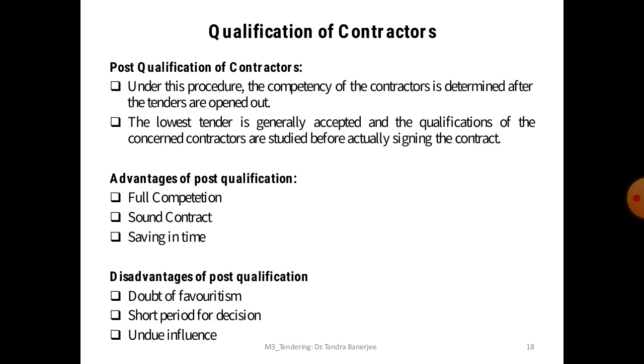Now the next important topic is qualification of contractors. So here qualification is compulsorily required to complete the work in an accurate manner. In post qualification of contractors, under this process the competency of the contractor is determined after the tenders are opened, and the lowest tender is generally accepted, and the qualifications of the concerned contractor are studied before actual signing of the contract. So here are some advantages and some disadvantages of post qualification of the contractor.